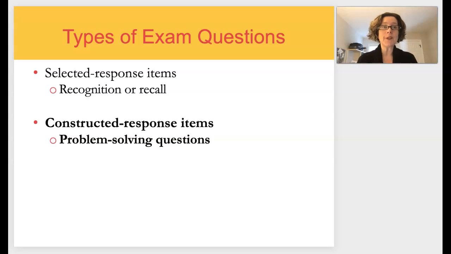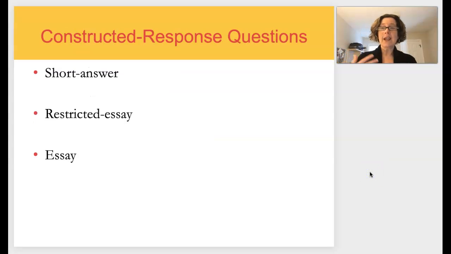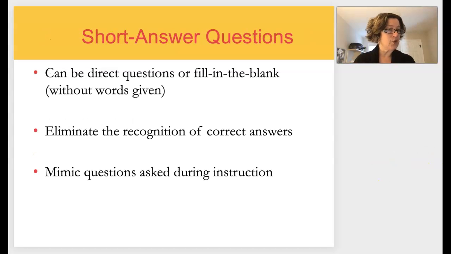So here we go. I'm just going to start again with this type of exam question, constructed response items. The students will actually construct the responses to your exam questions. Here we are with short answer, restricted essay, and essay. These are common questions that you've seen, but now from a teacher's point of view, how do you actually construct these questions? Short answer questions can be direct questions or fill in the blanks.